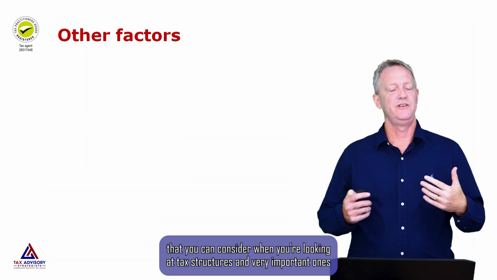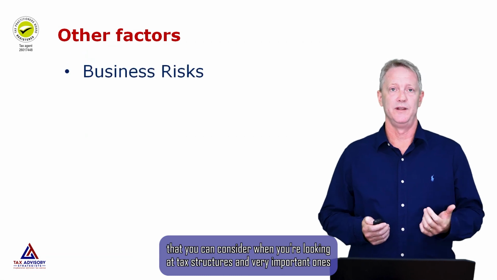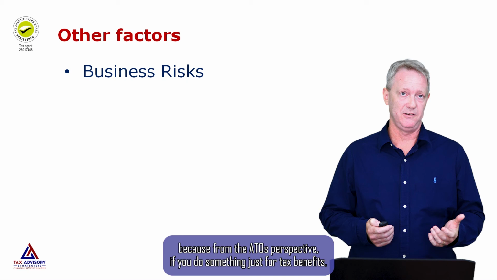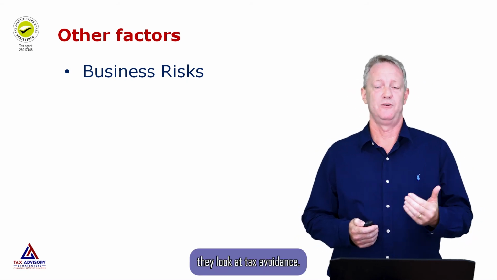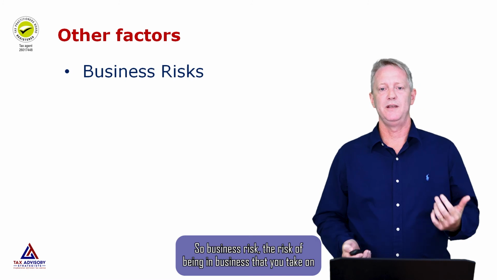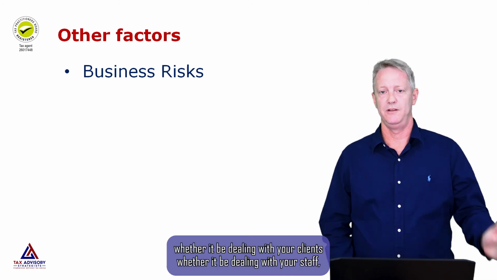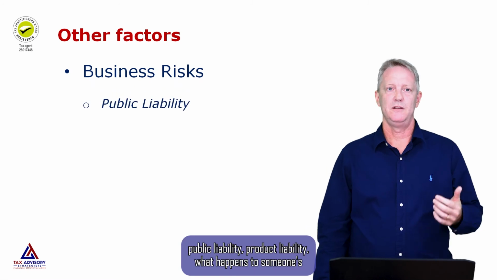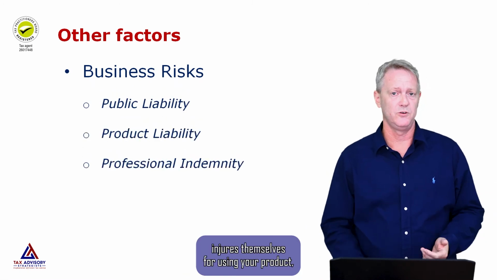Other factors that you can consider when you're looking at tax structures, and very important ones, because from the ATO's perspective, if you do something just for tax benefits, they look at Part 4A tax avoidance. So business risk, the risk of being in business that you take on, whether it be dealing with your clients, whether it be dealing with your staff. Public liability, product liability, what happens if someone's injured themselves for using your product.